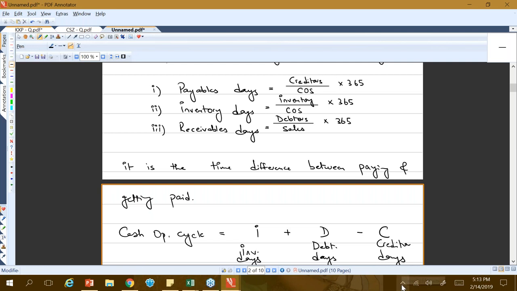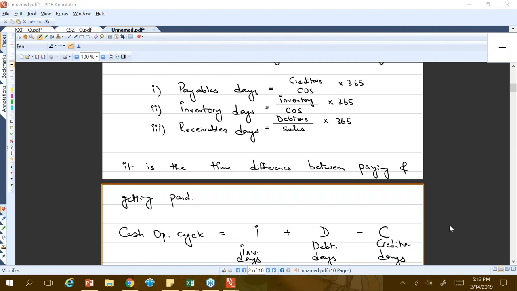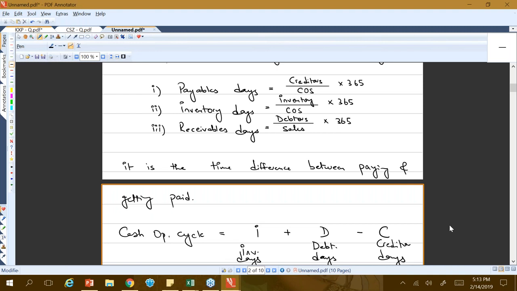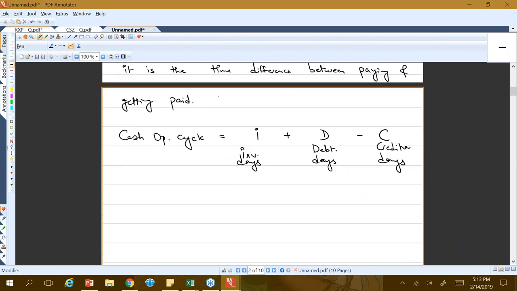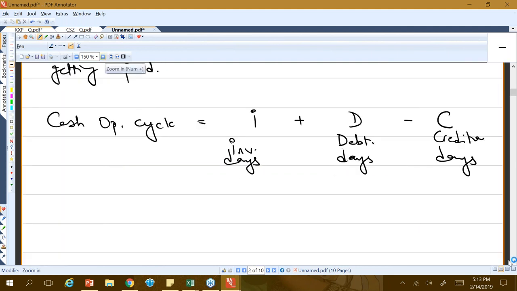Thinking about the cash operating cycle: the difference between paying and getting paid, and we can compute it by taking inventory days, debtor days, and creditor days, and there are all the formulas involved here. Now, another question which sometimes comes up in the exam is, what is a good operating cycle?